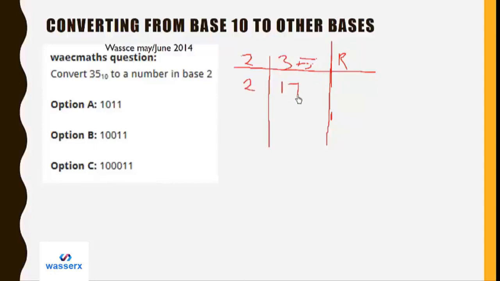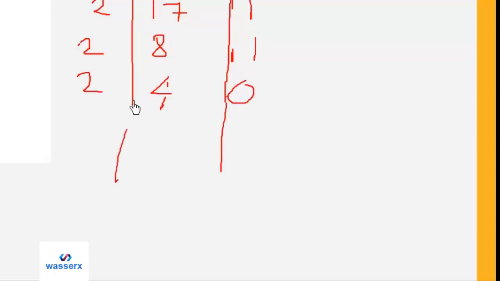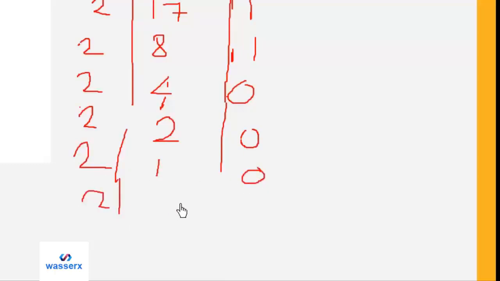So 2 going into 35 is 17 times, remainder 1. Then 2 going into 17 is 8 times, remainder 1. 2 going into 8 is 4 times, remainder 0. Then 2 will go into 4 2 times, remainder 0. 2 going into 2 is 1, remainder 0. Then 2 cannot go into 1, so write 0, then repeat the 1.